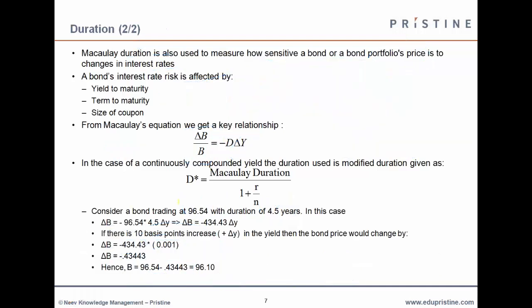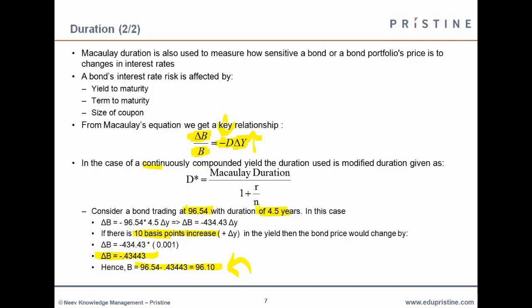Once again, we were given the bond price and the duration. I can use the formula where price is multiplied by duration into the change in yield. The change in yield is given to be a 10 basis point increase, so it is positive, and I have a negative sign here. So delta B, the change in price, comes out to be minus 0.43. Current price minus change is equal to the new price. So I'm able to compute the new price given the duration of the bond.